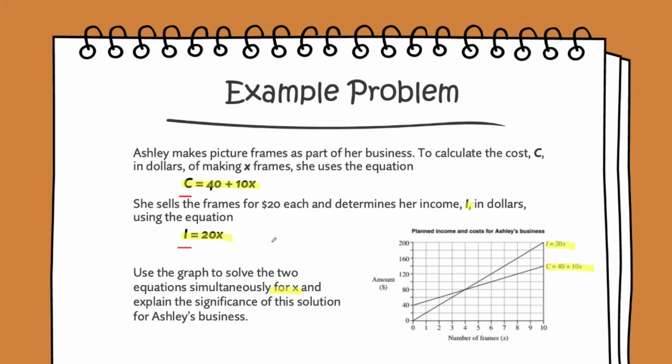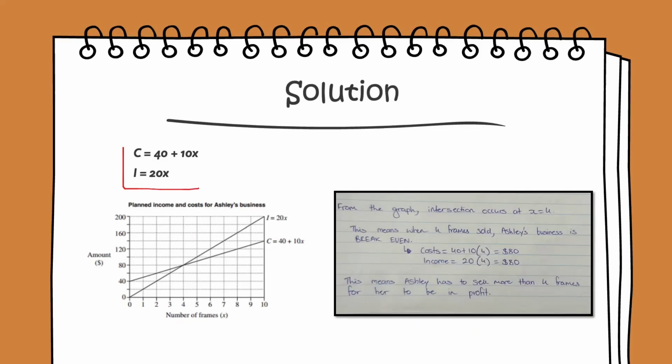If we look at the solution, here are our two equations again. C is equal to 40 plus 10x and I is equal to 20x. Since we're looking at when these two are equal, we don't actually have to solve this algebraically. We can, and it's going to give us the same answer, but it's not a requirement for this. If you look at these two graphs, we're looking for the intersection point, and we can quite clearly see that the intersection happens right at this point, at x is equal to 4. So the number of frames is 4, and the amount of dollars is $80.